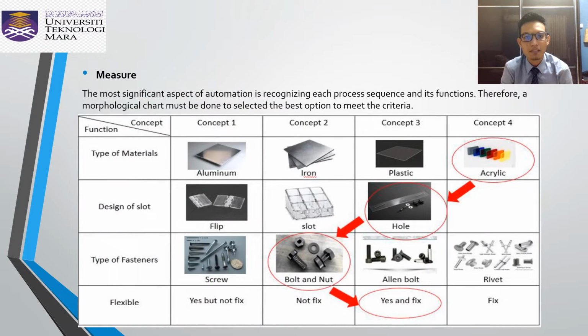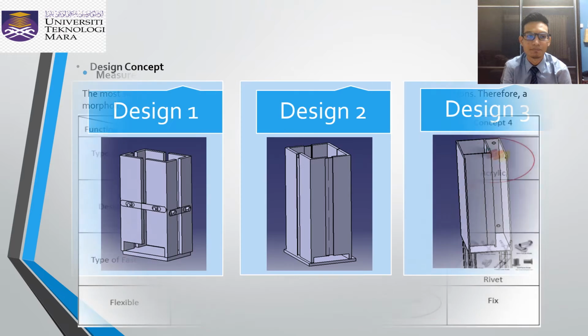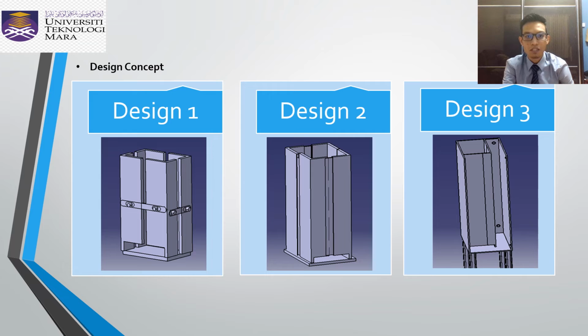Second is measure. The measure method is the most significant aspect of automation for recognizing each process sequence and its function. Therefore, a morphological chart is used to brainstorm the ideas to be chosen and create a good product. After the morphological chart, three design concepts were created.